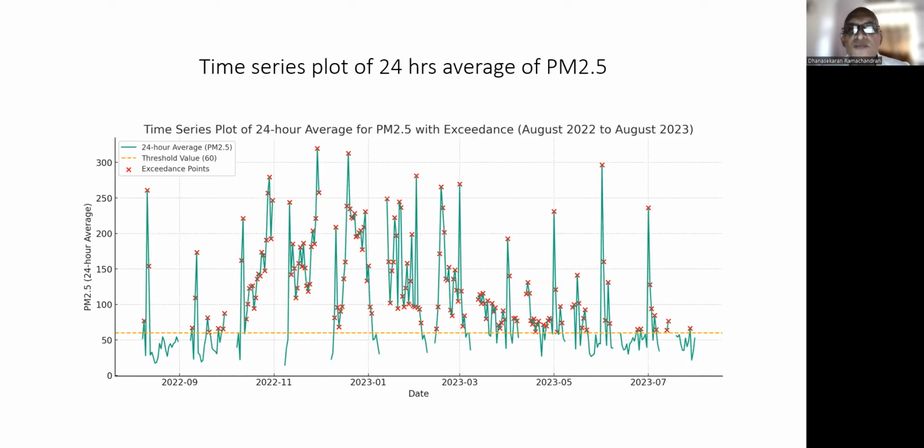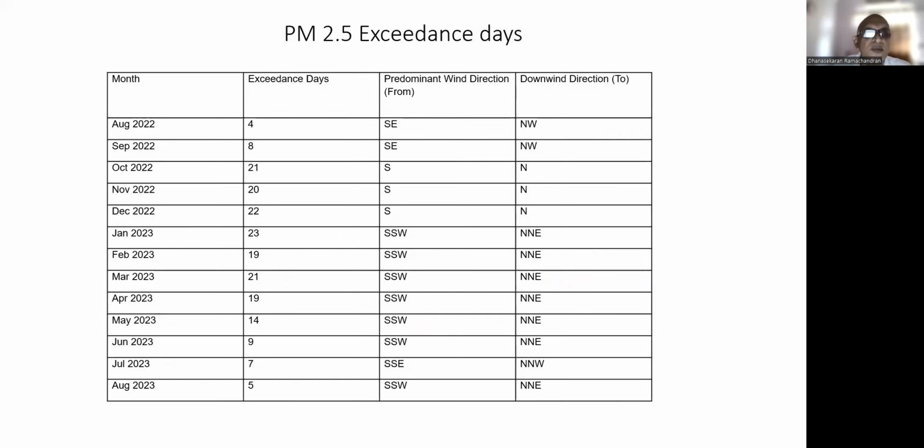This is the PM2.5 24 hours average exceedance plot at 60 microgram. Previously, it was 100 for PM10, and now for PM2.5, it is 60. You see that yellow line crossing at 60, and literally in all the months it has exceeded. The time series plot shows very clearly these are the days in which exceedance has occurred, and it clearly shows it is from the month of October to April. The pollution level exceedances are very high. Predominantly it came from south, southeast, and south of southwest, and the affected direction is northwest, north, and north of northeast.